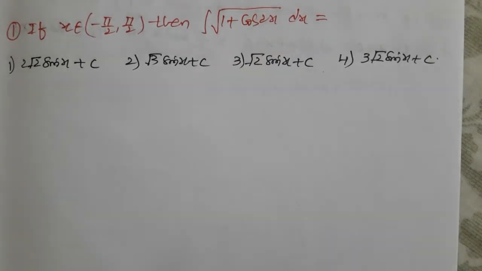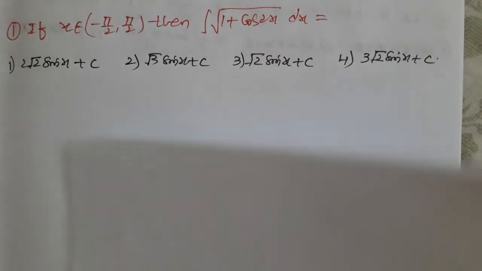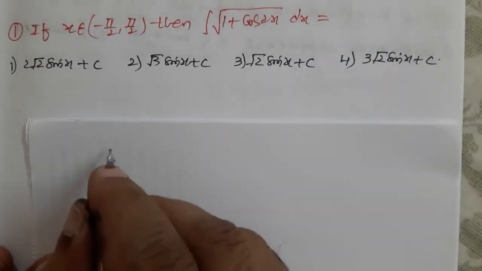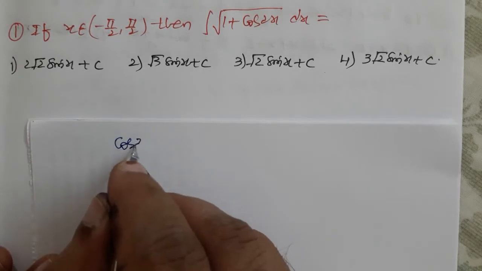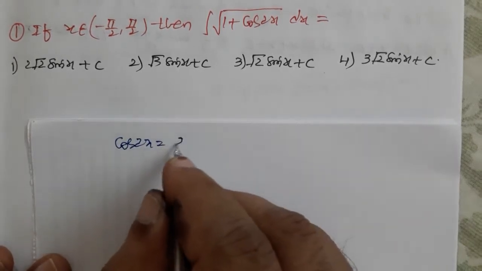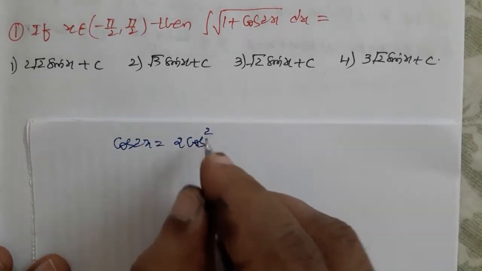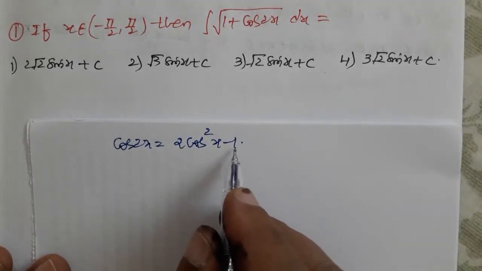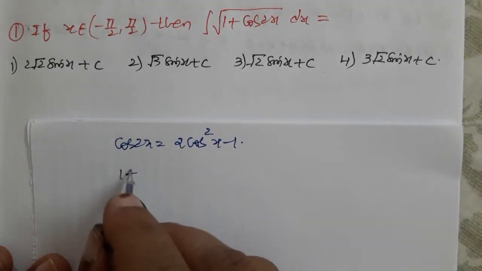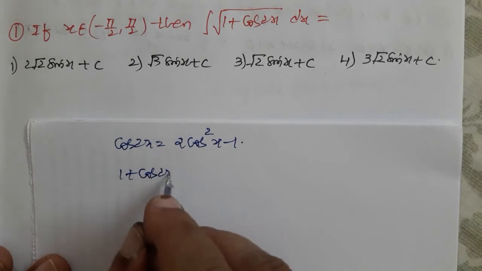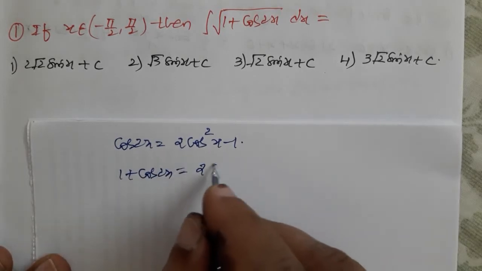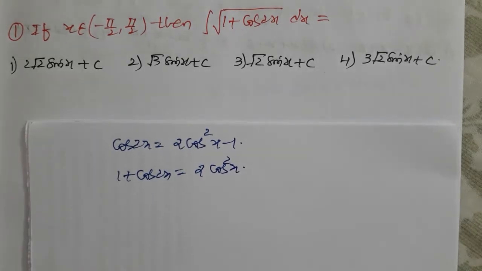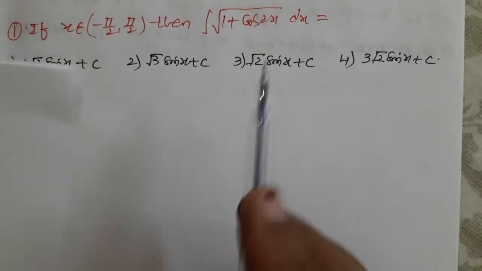There are four options. In first year trigonometry, we have the formula cos 2x is equal to 2 cos square x minus 1. Let us shift the minus 1 from right to left: 1 plus cos 2x is equal to 2 cos square x. This is the formula. Now let us start the solution.